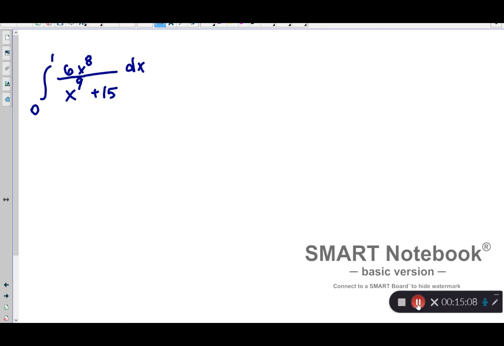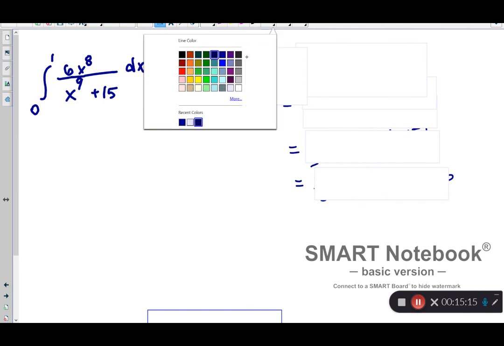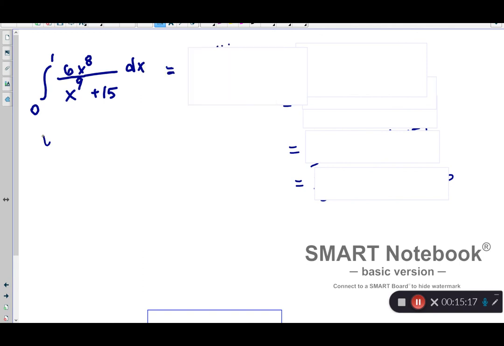All right, hope you had a moment to try to do this problem on your own before looking at the solution. So now let's take a look at it together. So let u be equal to x to the 9 plus 15. So du equals 9x to the 8 dx. Looking up there, I know I'm going to need x to the 8 dx, so I'm going to solve for that, which is du over 9.